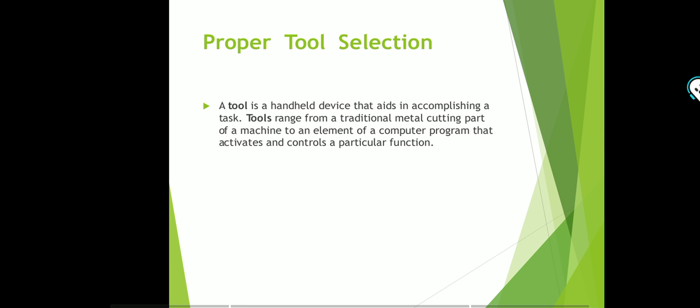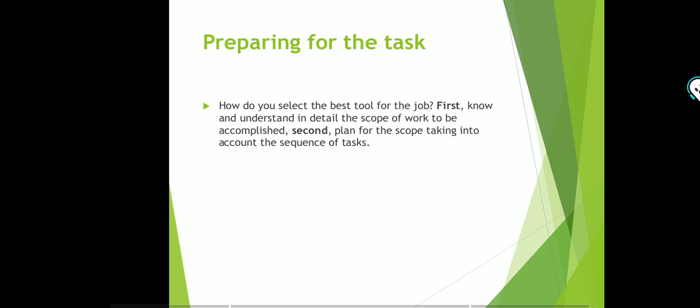Let's come now to the proper tool selection. A tool is a handheld device that aids in accomplishing a task. Tools range from a traditional metal cutting part of a machine to an element of a computer program that activates and controls a particular function. So how do you select the best tool for the job? First, know and understand in detail the scope of work to be accomplished. Second, plan for the scope, taking into account the sequence of tasks.